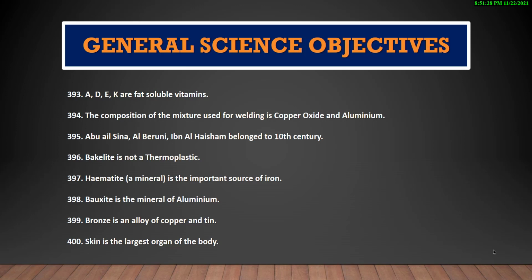Bakelite is not a thermoplastic. Hematite, a mineral, is the important source of iron. Bauxite is the mineral of aluminium. Bronze is an alloy of copper and tin. Skin is the largest organ of the body.